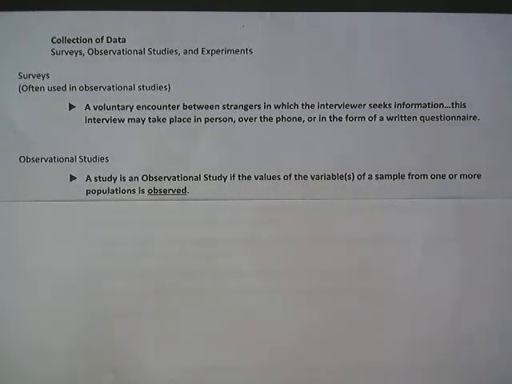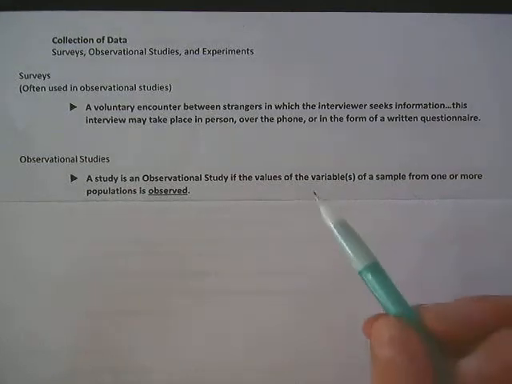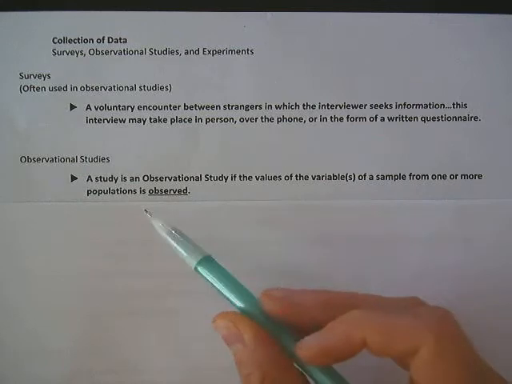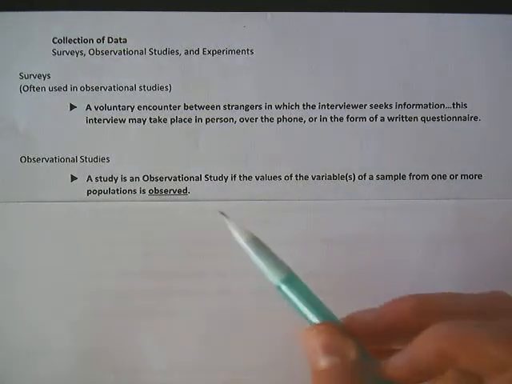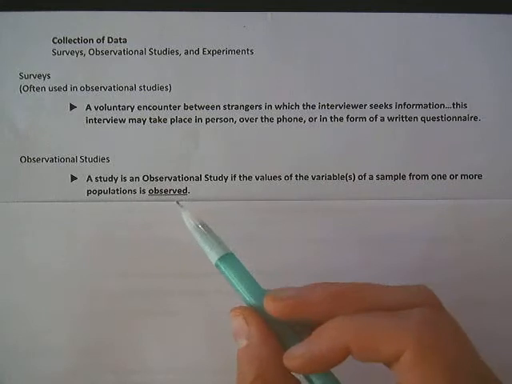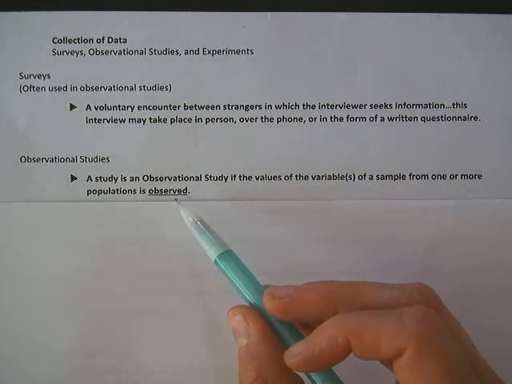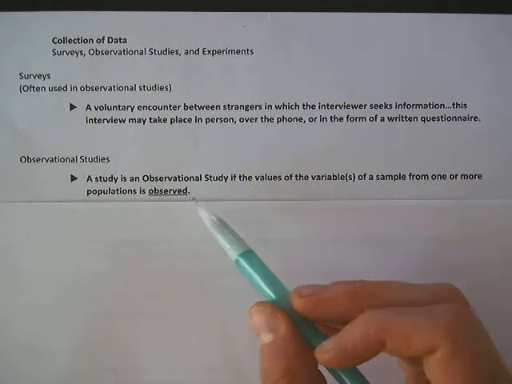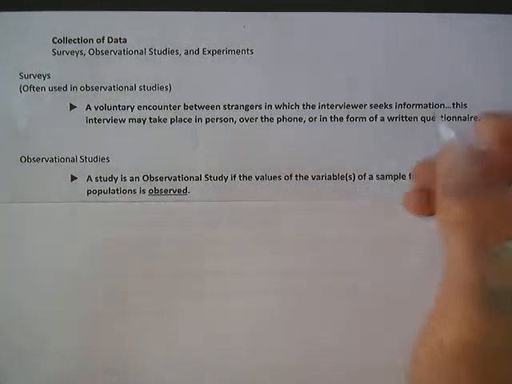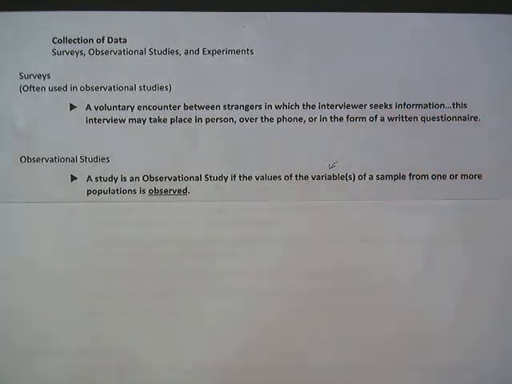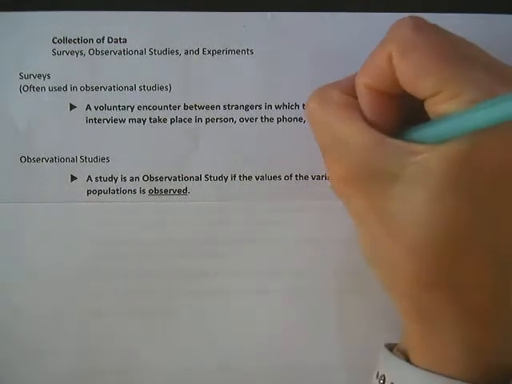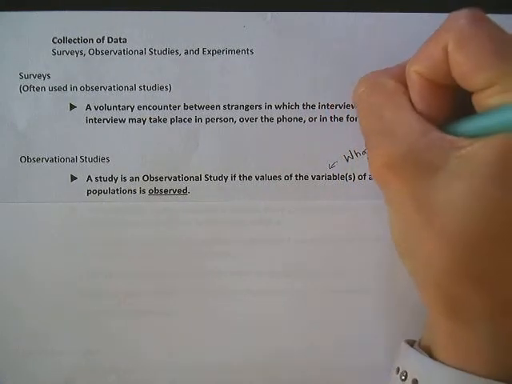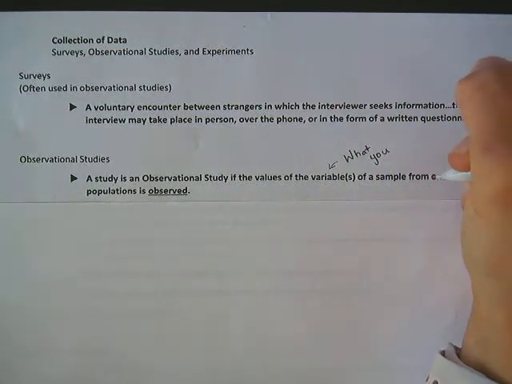So an observational study is where the values of the variables of your sample from one or more populations is observed. So what that means is you are observing. It is what the name says it is. You're not really interfering with anything. You're just making observations. And so what they mean by variables, when they use this word right here, it's whatever it is you're studying. Okay, so this right here is what you are trying to learn from the people you're studying or whatever you're interested in.